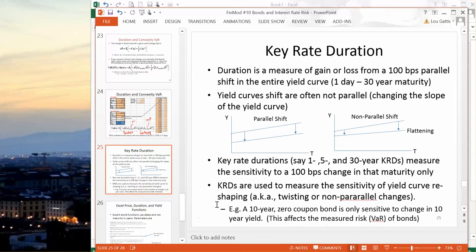And this is important. Say, for example, a 10-year zero coupon bond may have a modified duration of, say, 9 years or 9.5 years. But since it has no coupons, all the cash flows are received in year 10. So it's really only exposed to the 10-year changing. So you might see a 10-year KRD at 9.5 and all the other KRDs at 0. So we're not exposed to the short end of the yield curve changing.